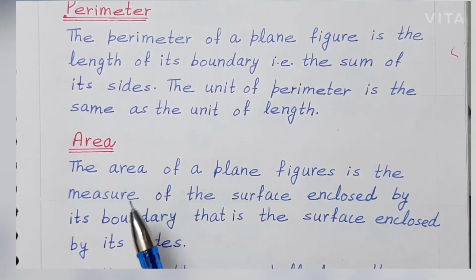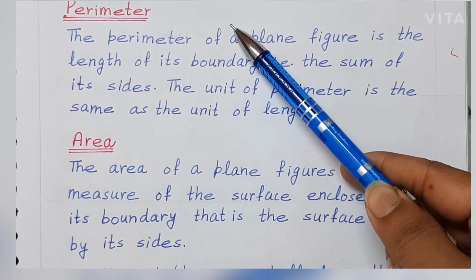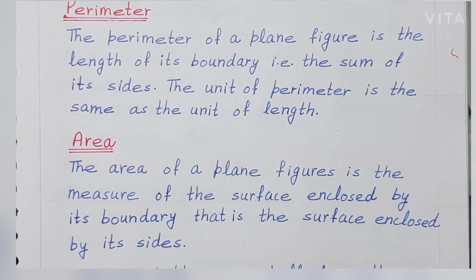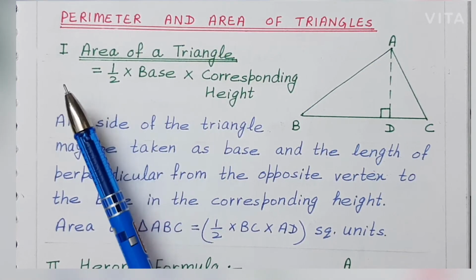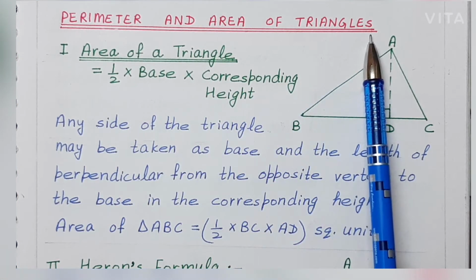Now the next is area. The area of a plane figure is the measure of the surface enclosed by its boundary. That is the surface enclosed by its sides. Clear? Now students, in this chapter, we shall learn the formulae for area and perimeter of triangles, quadrilaterals and circles.